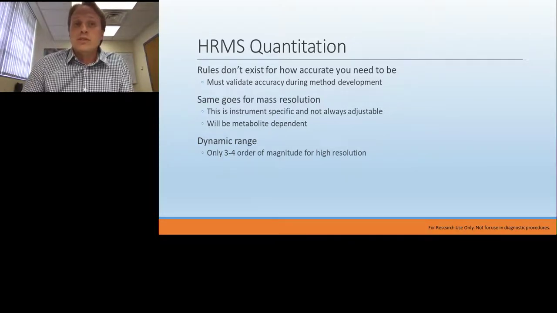And then the dynamic range is a key part. Typically, you have a shorter dynamic range with high resolution mass spectrometry than you do with a triple quad. And so you have to take that into account when developing a method, that your measurement range needs to be accounted for in the instrument you use to do that quantitation.